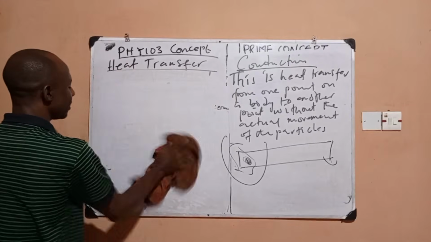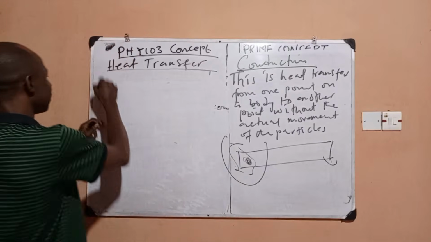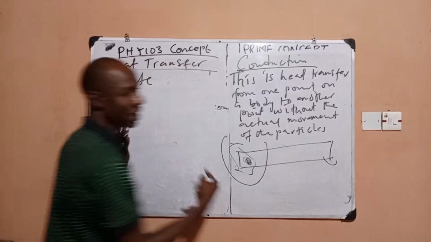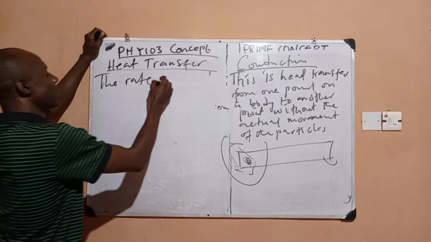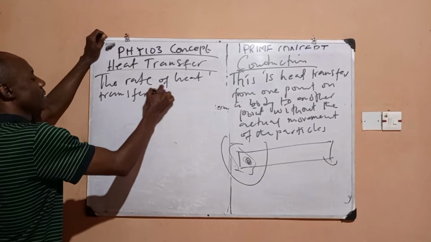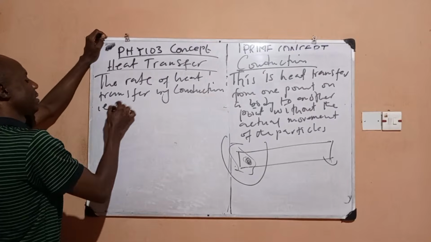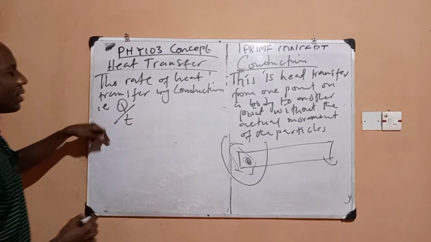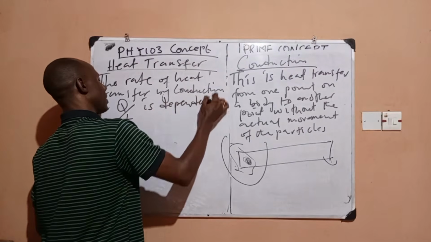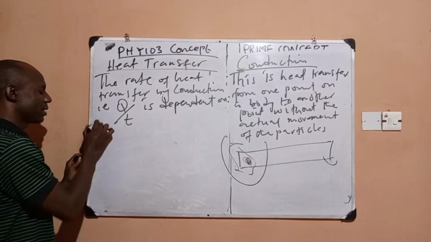And the rate at which heat is transferred by conduction, how fast this heat is transferred from this point to this point, that's what you call the rate of heat transfer. The rate of heat transfer by conduction, that is Q over T. That is the rate. Q over T is dependent on the following.